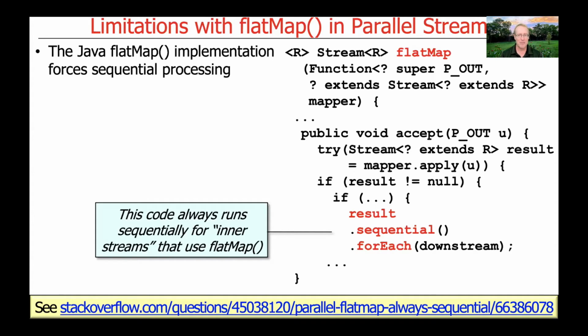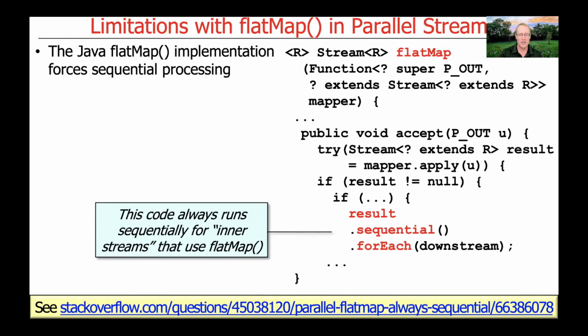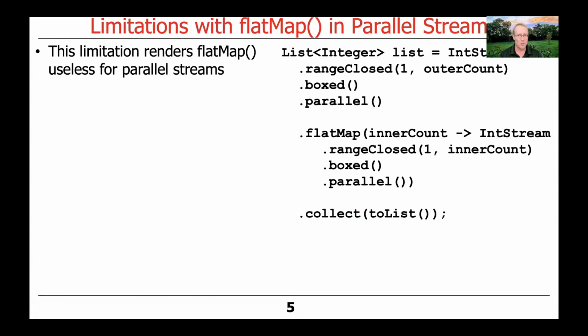I'll explain in a moment with an example what it means to be an inner stream and why flatMap is so problematic there. This limitation makes flatMap essentially useless for Java parallel streams. Again, this is very subtle, and very few people really understand this. You can read this article at Stack Overflow to learn about it. I'm going to demonstrate why it's a problem, and then I'm going to show you how to fix it, because it has a very simple solution.